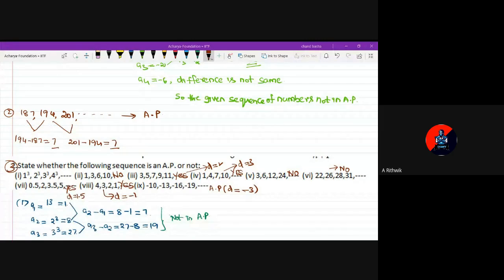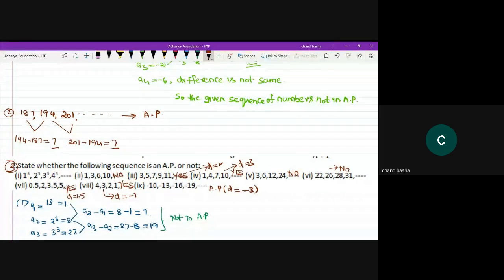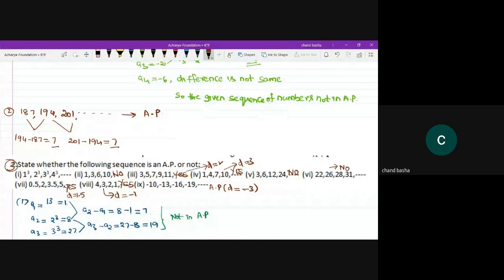Sir, I have a doubt. Sir, when we are finding the difference, we have to go from right to left. I have given the formula: second term minus first term, third term minus second term, fourth term minus third term, or highest number minus the lowest number. That means whether they are increasing or decreasing, we can make use of the formula second term minus first term. You can identify the terms first, as I have explained in the first example.